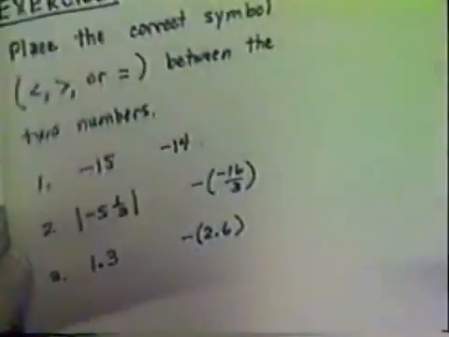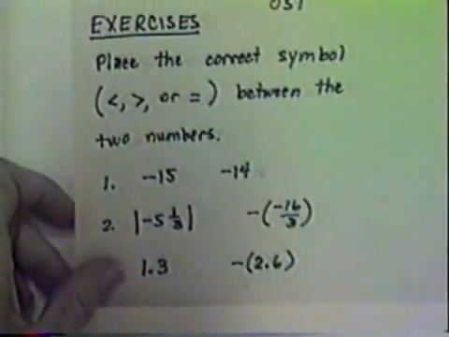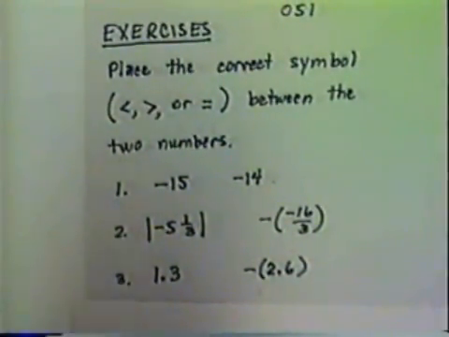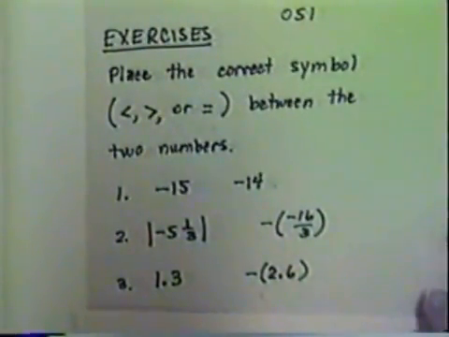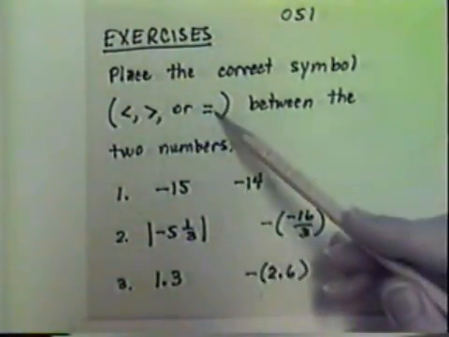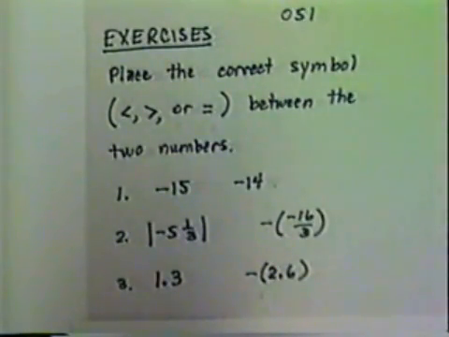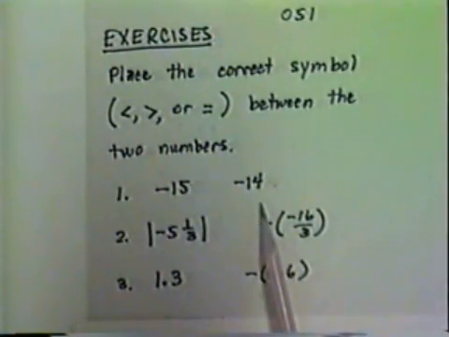Exercises for you to try. I believe we can get them all on the screen this time. I've given you 3 exercises. Place the correct symbol, and I'm giving you 3 choices: less than, greater than, or equal to. Place the correct symbol, less than, greater than, or equal to, between the 2 numbers. Exercise number 1, the 2 numbers are negative 15 and negative 14.